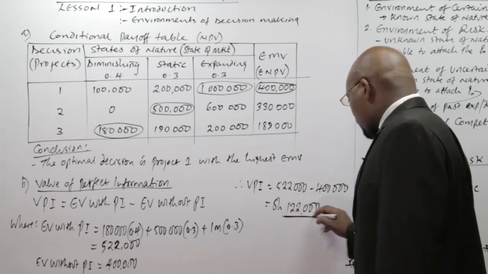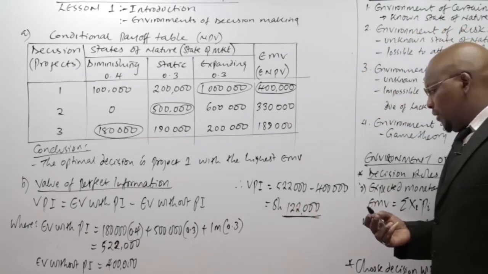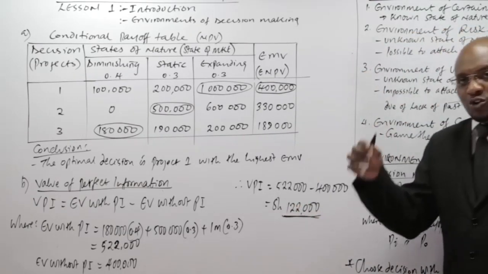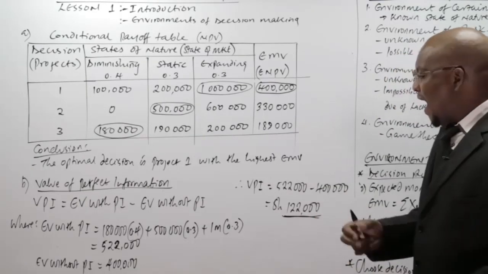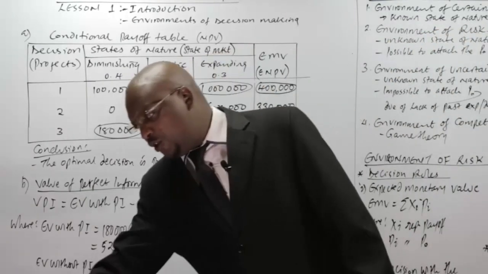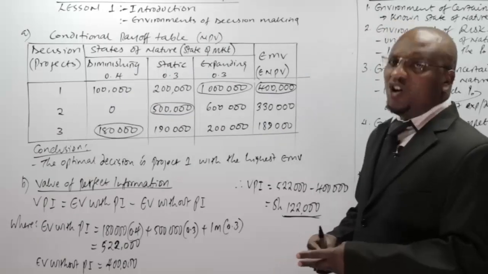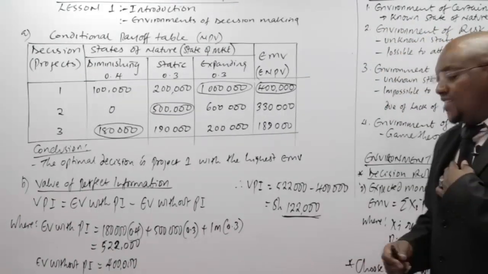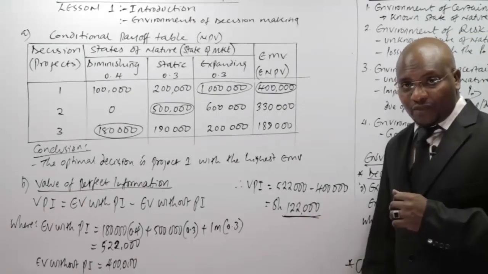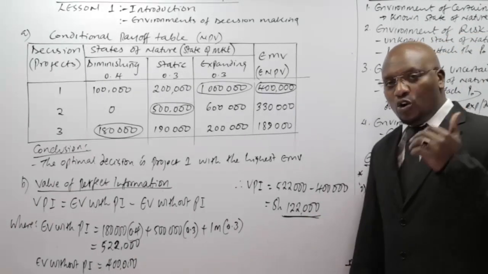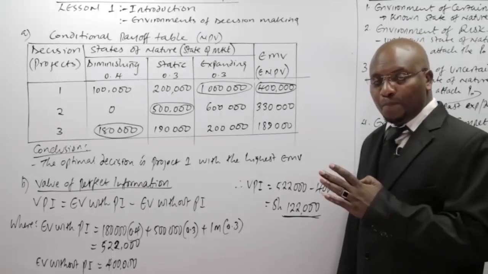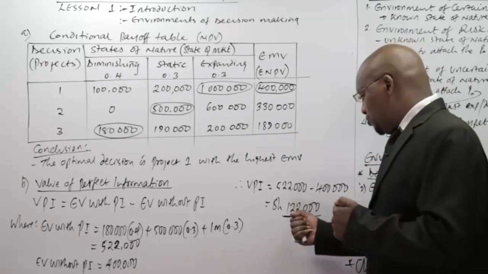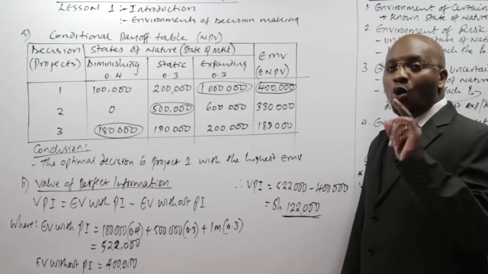The value of obtaining information is 122,000. We are going to obtain this information at any cost, as long as the cost does not exceed 122. We must do what we call the cost-benefit analysis. If the value is 122, the cost should not exceed 122.